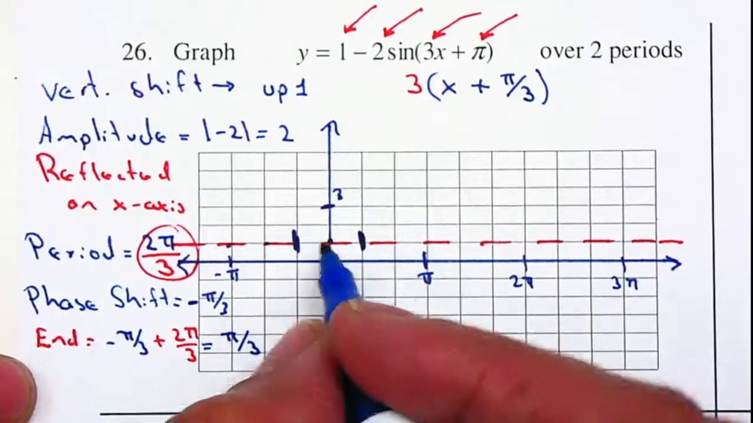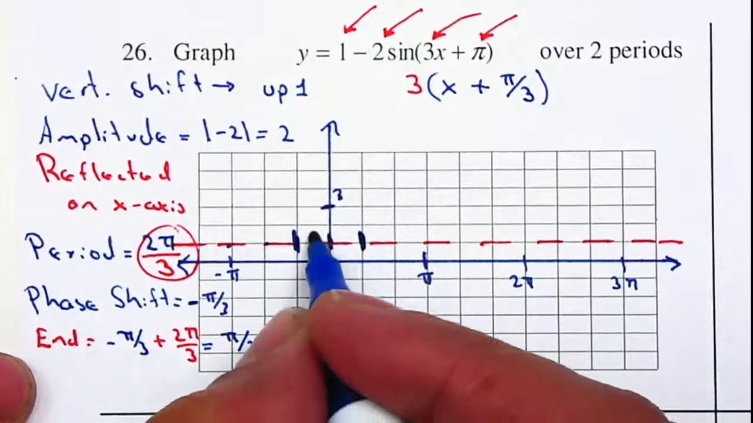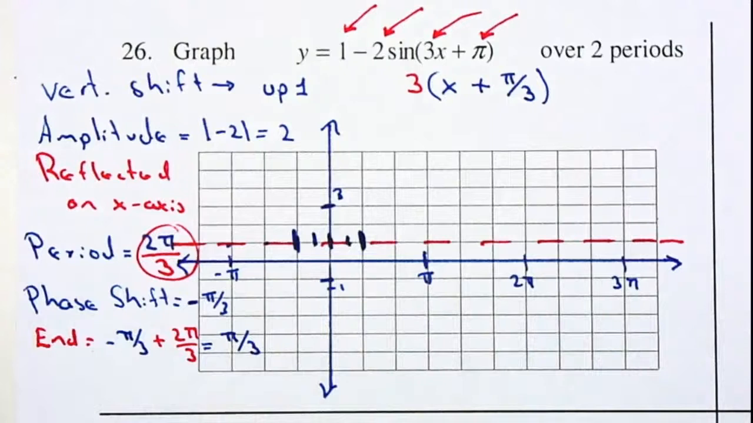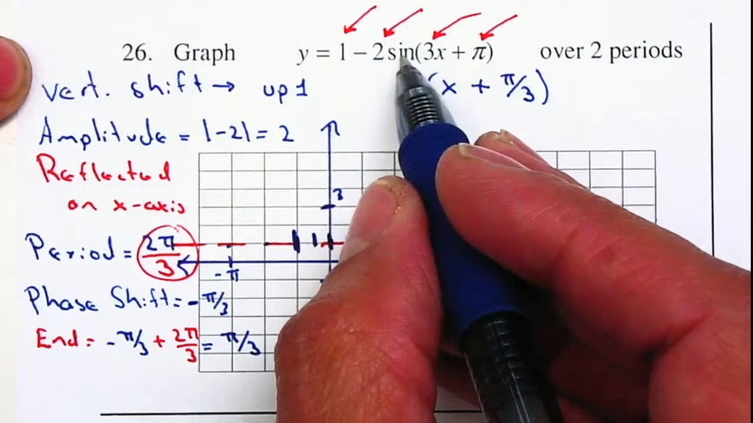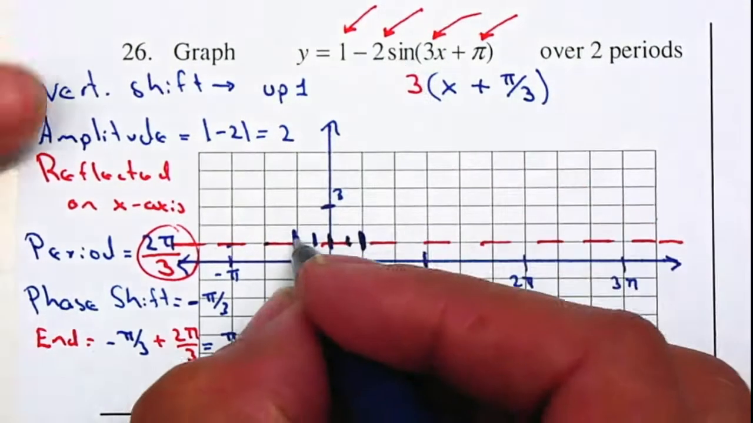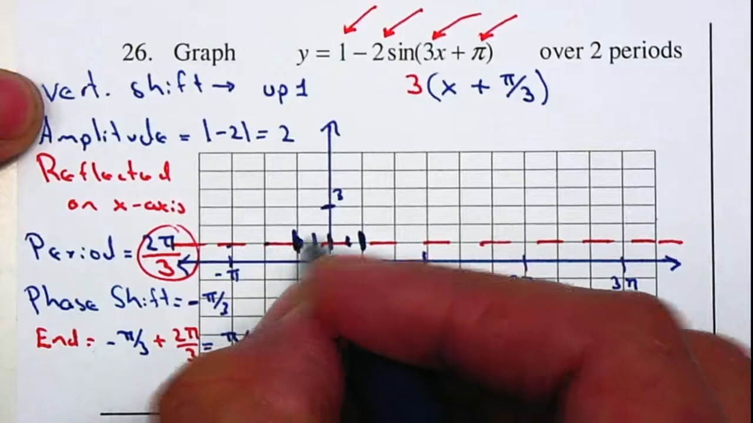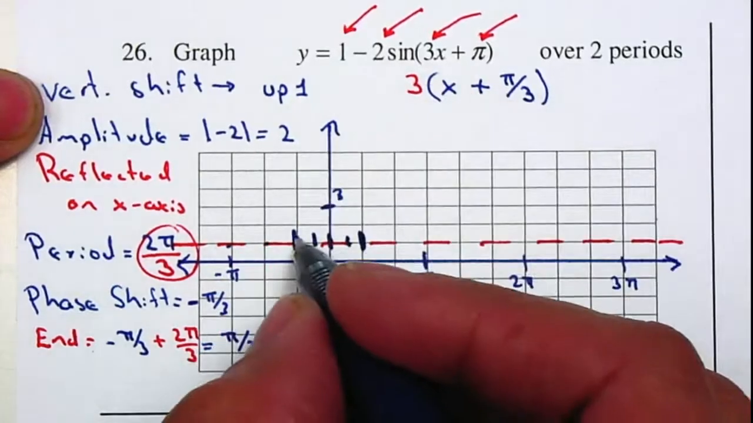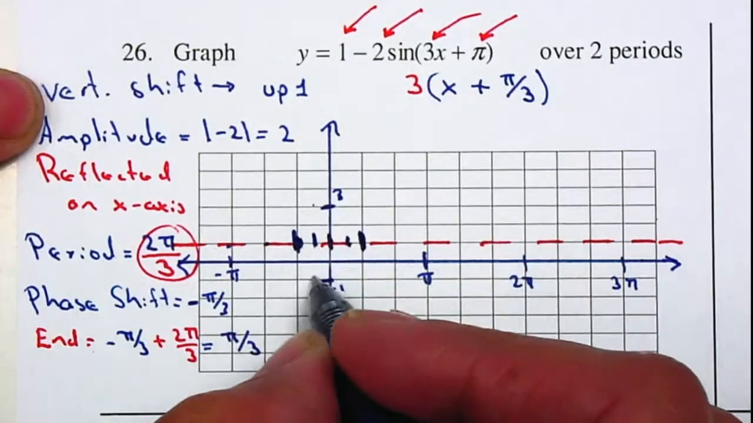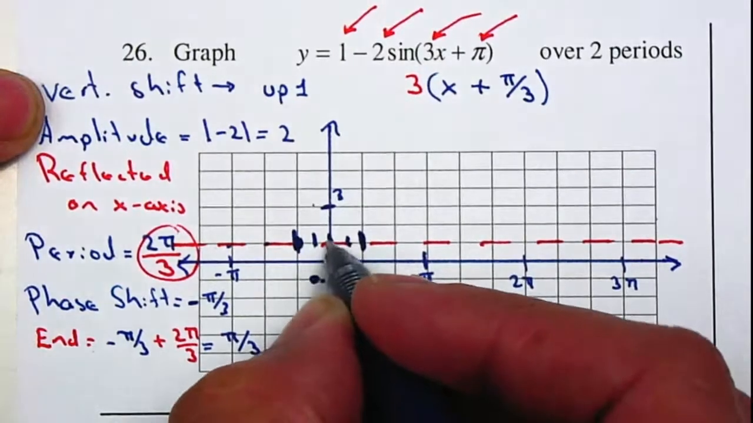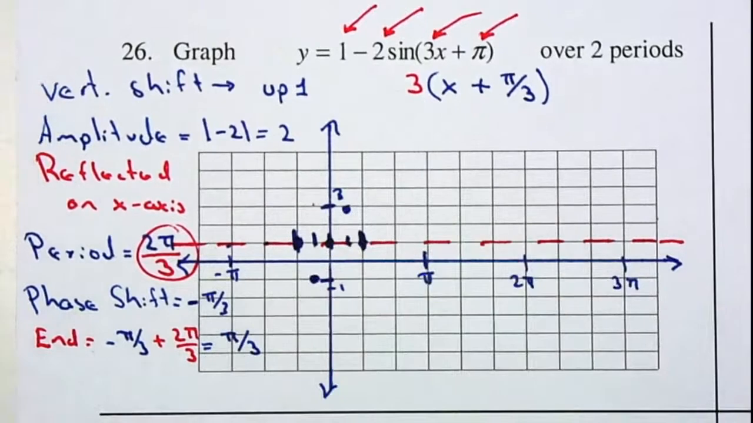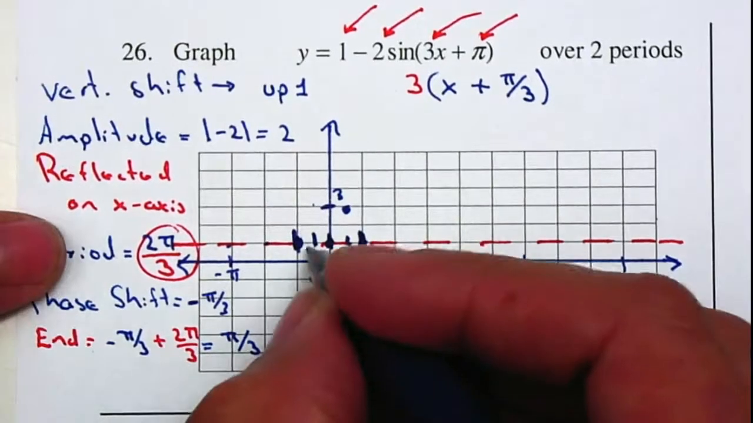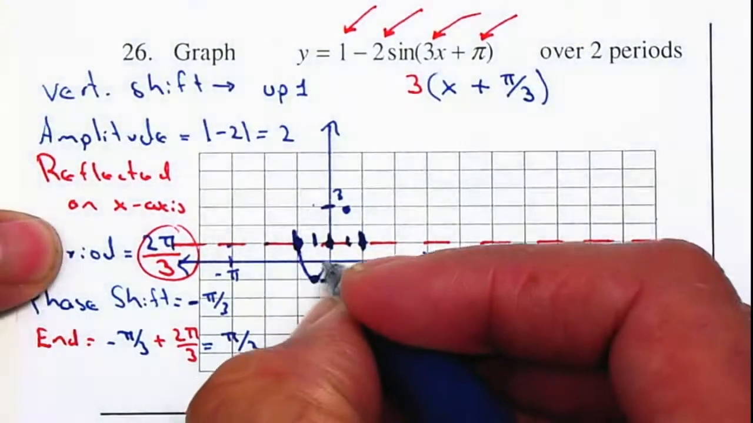Now we're going to divide it in 4 sections. Half it, and half it. And now I'm going to graph it. I need to remember, sine starts at 0. Now remember, it's reflected. So instead of going up, we're going to go down 2, back to 0, up 2, and down to 0. And this is our first graph, or first period.